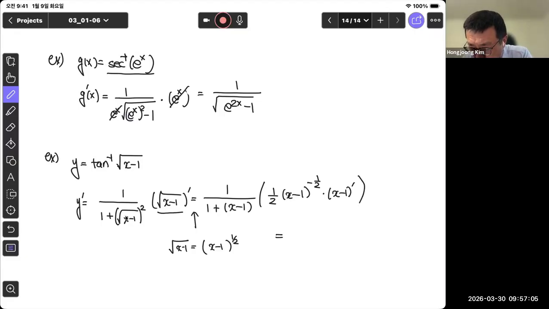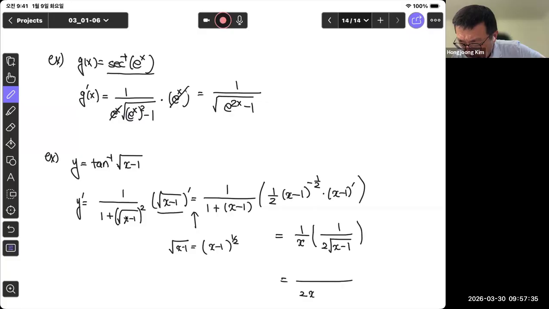So you get 1 over x multiplied by 1 over 2 times square root of x minus 1 multiplied by 1. So eventually you have 2x square root of x minus 1 in the denominator, and the numerator is just 1. So that is the derivative of that function.